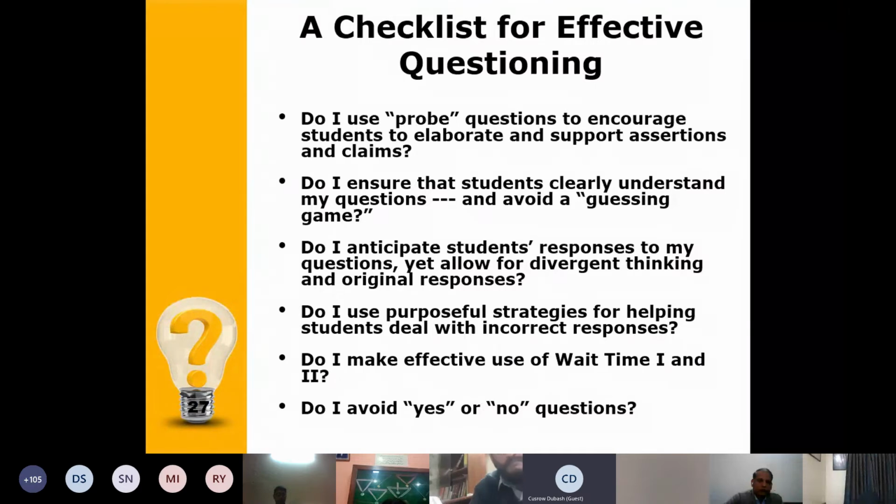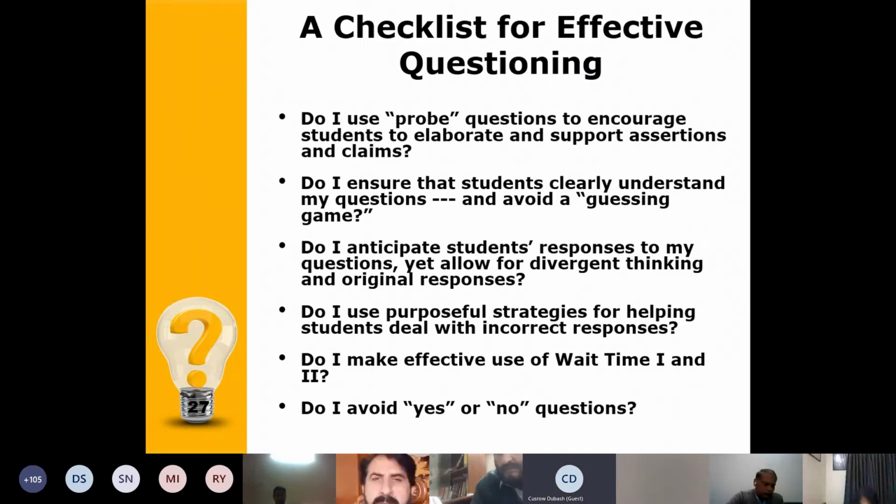Do I avoid yes or no questions? अगर yes or no questions पूछ भी रहे हैं तो आगे add कीजिए why. Did you like this story? Yes. उससे मुझे कुछ नहीं पता चला. Why? आप वजह बताएं ना. No. उससे मुझे कुछ नहीं पता चला. वजह बताएं क्यों नहीं पसंद है. Give me the reasons. Okay?